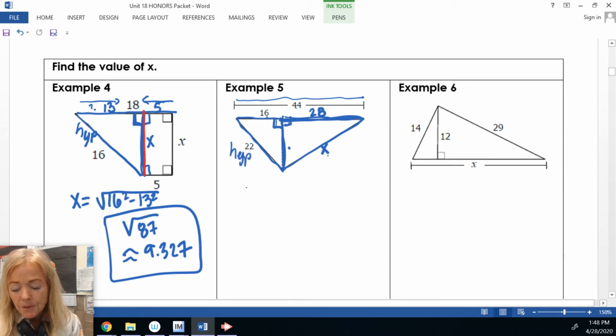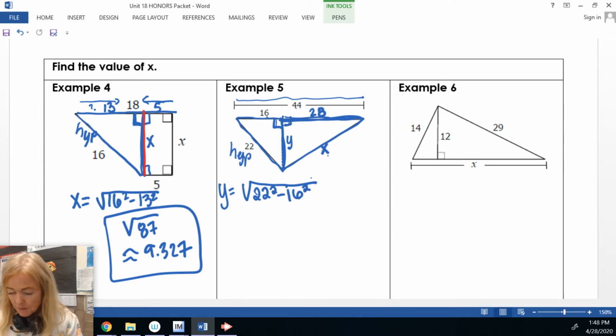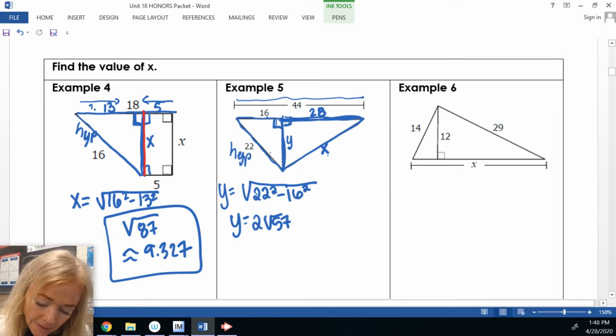I can use those to come up with this side right here. We'll call it y for now. And then once I have it, that would give me the 2 sides necessary to find x of the right triangle. Okay, so we have 22 is the hypotenuse squared minus 16 the leg squared. So the square root of 22 squared minus 16 squared is 2 radical 57.